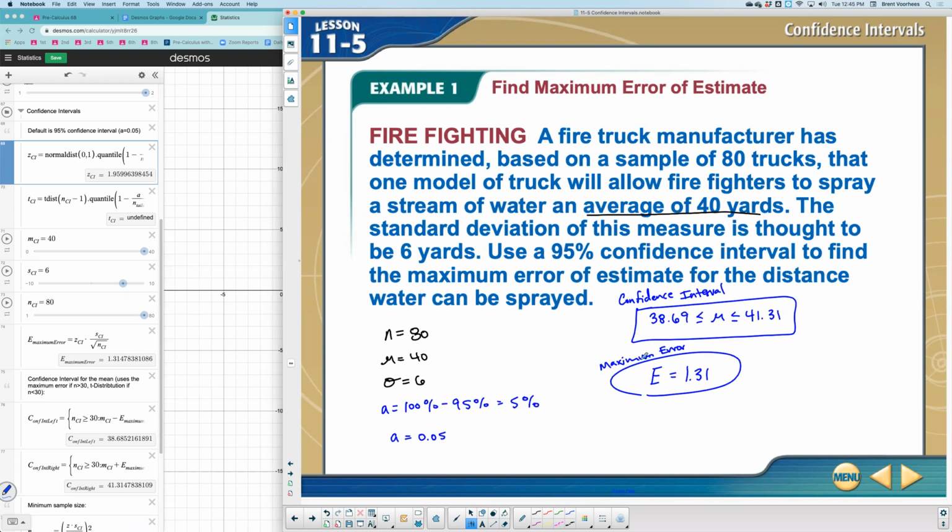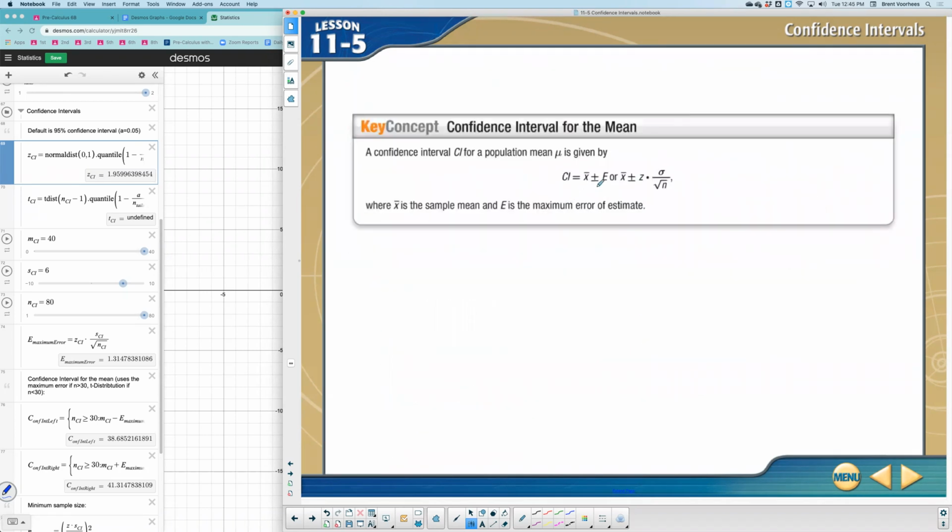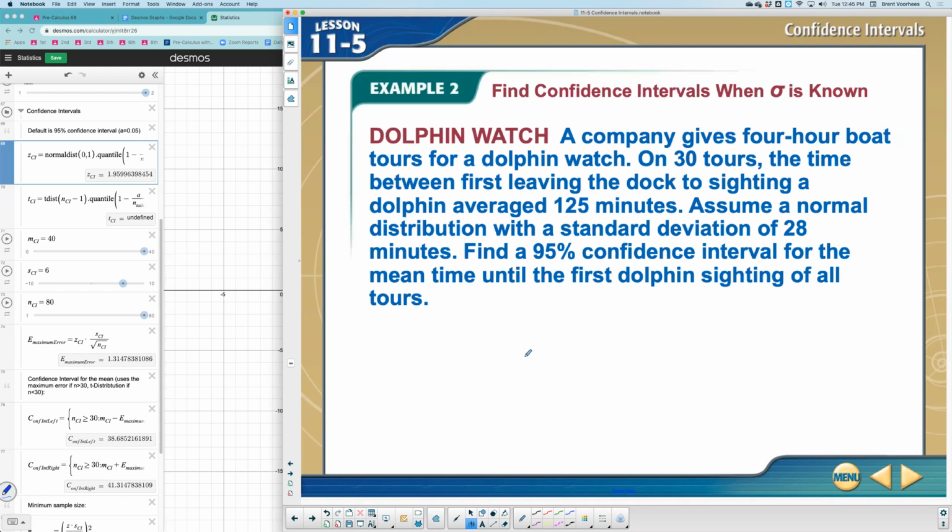Okay, so now on example 2, here is our formula: the confidence interval will equal the mean of the sample plus or minus the maximum error. And again, here they just substitute all that in there. Okay, so let's look at the second problem.